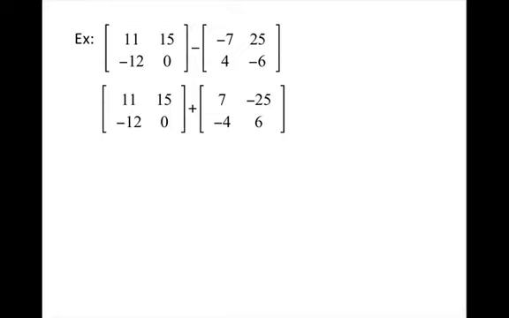Now I'm just adding the corresponding elements. So 11 plus 7 is 18, 15 plus a -25 is -10, and -12 plus a -4 is -16, and 0 plus 6 is 6.